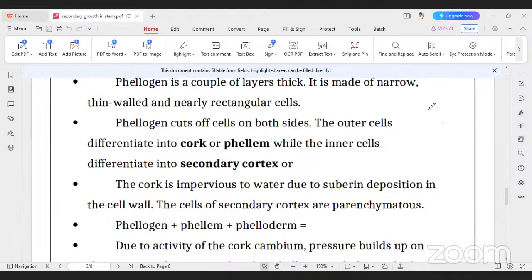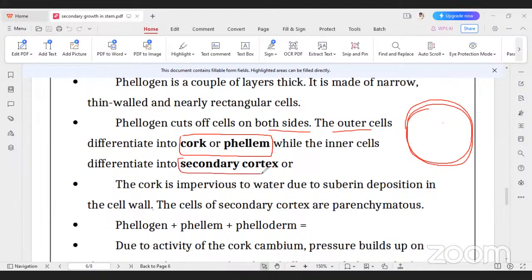Now I am drawing here only the phellogen or cork cambium, not the stelar cambium. From the cortex cell, the cork cambium is formed. This cork cambium or phellogen cuts off cells on both sides. Just now we discussed, the outer cells differentiate into cork or phellem, while the inner side forms secondary cortex. Simple.